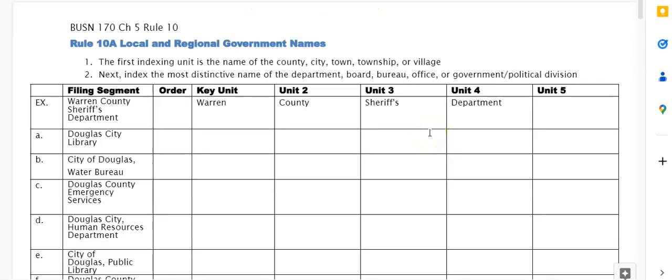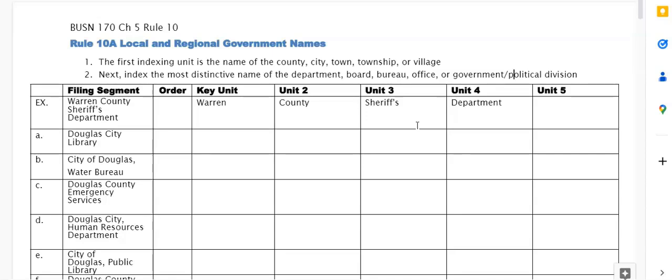Hi everyone, in this video I'm going to go over Rule 10. So Rule 10 is actually divided up into a few different segments. The first one being Rule 10A, which deals with local and government names. And there's more information regarding this in Chapter 5 of the e-text.